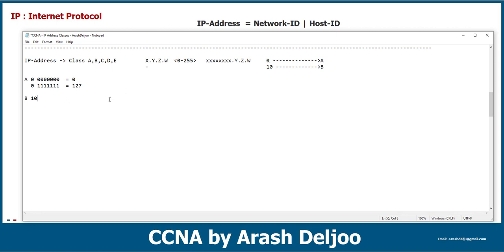Because of that, when an IP address starts with 10, it is a member of class B. This is the rule. You need to learn this also. After that, we can use quad 0 as the minimum value, after the 10, and quad 1 as the maximum value. If you calculate the 10 against six zeros, you will have 128 as the minimum value. And if you calculate the maximum, you will have 191.